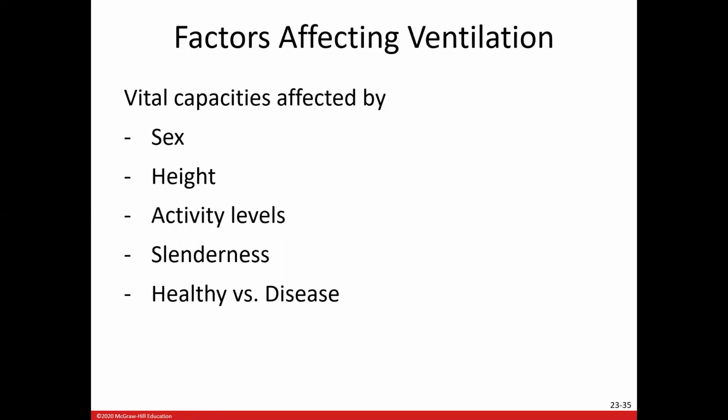Slenderness. So if you are generally leaner, you're going to have a higher vital capacity. And then lastly, with a healthy individual versus a diseased individual. So if you have lung cancer or bronchitis, or some other ailment that may affect your breathing, that's going to affect the vital capacity, how much air you can have in or out of the lungs, versus if you're just a regular healthy individual who doesn't have any sort of lung ailment.